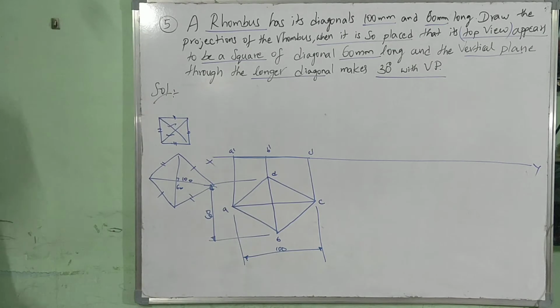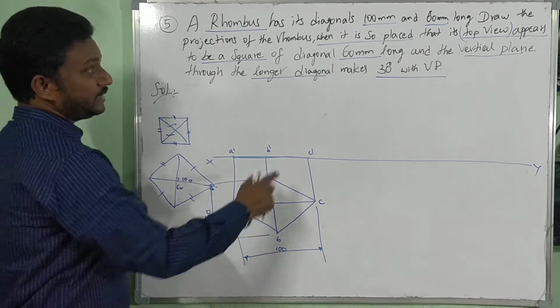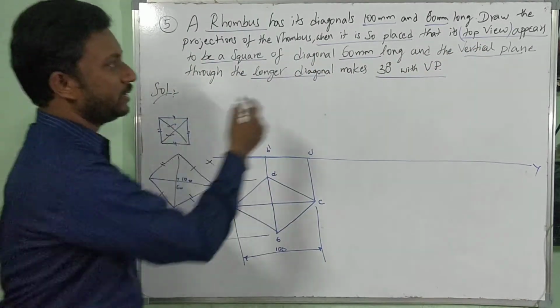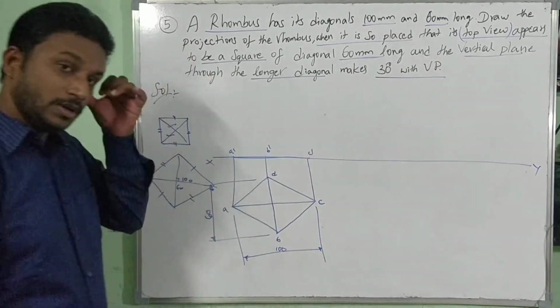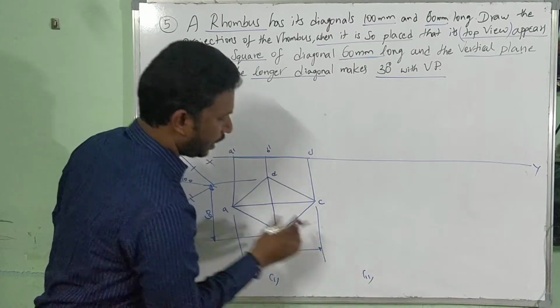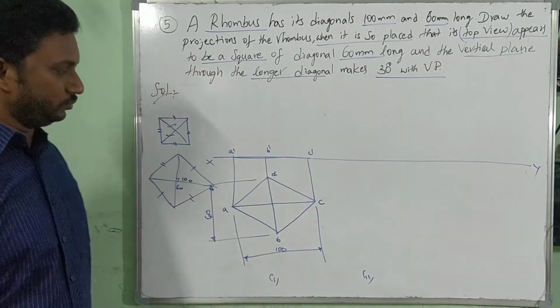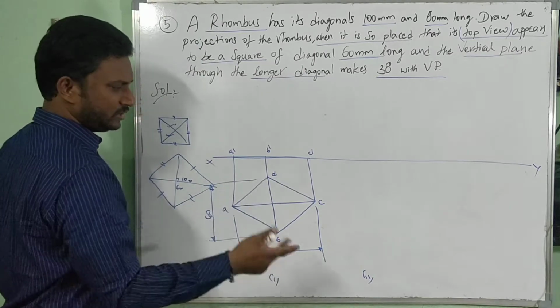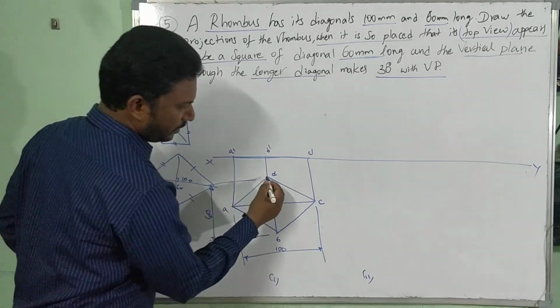60 mm. Initial. Now, what's the condition we have is, it is appearing, when it is so placed, its top view appears to be a square of diagonals 60 mm. Right? Next stage 2. This is stage 1. Stage 2, we have to show this as a square in the top view. Only reference we have is 60 mm. Now simple, try to draw this 60 mm from here.